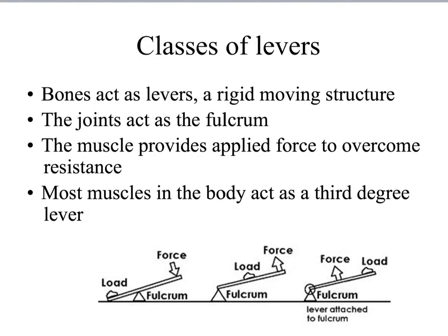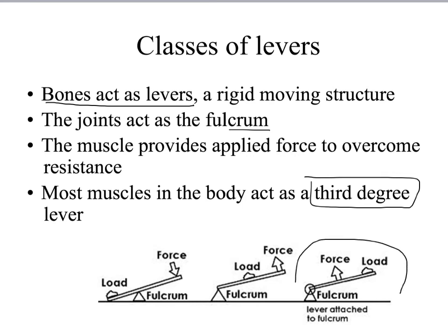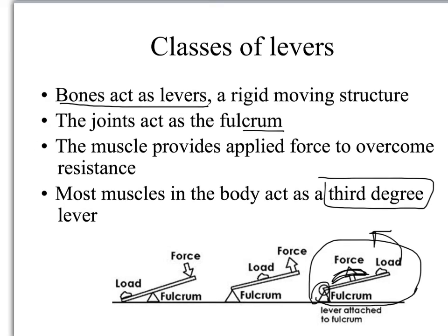Now, I don't do a whole lot here talking about classes of levers. Your book will talk about it. We've already told you that muscles and bones act together as levers. The joint simply acts as the fulcrum. I do want you to know that most of the muscles in your body act as a third-degree lever. That's your example here. Your joint being the fulcrum, your muscle is going to contract to be able to lift that load. So this is your third-class lever right here. Going back to your basic definitions, your muscle is providing force to overcome resistance. That resistance is produced by the load.